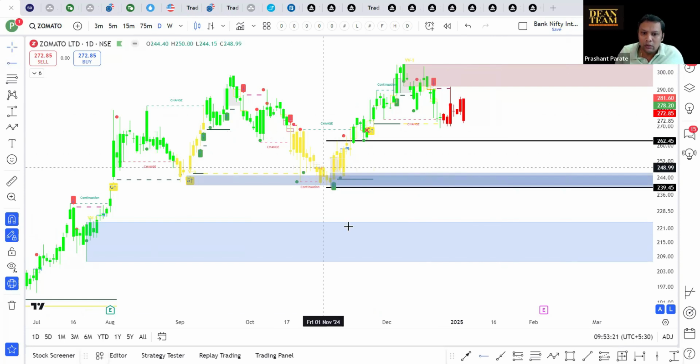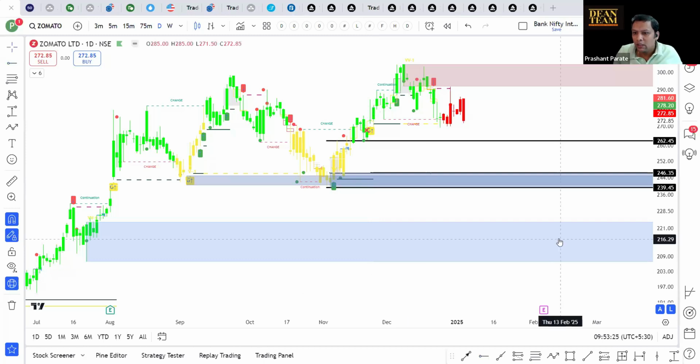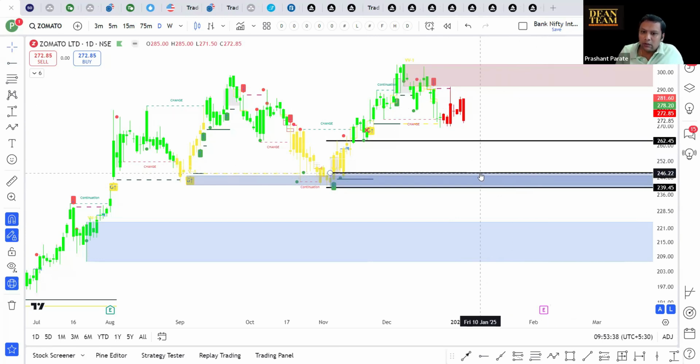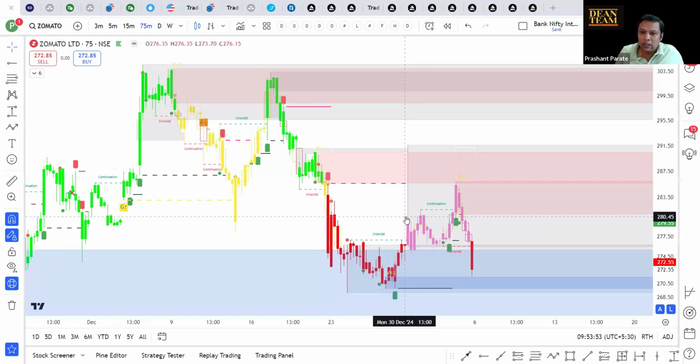If I want to buy at all, I may look to buy here around 246. This will be very small stop loss, and if it's successful, this will be a stop loss on closing basis. If it is successful, I will have a big reward. Therefore, I can look for buying opportunity here. But most important thing for me will be lack of selling pressure when prices are falling down. After that, whatever reversal happens, either on daily chart or on 75-minute chart, I can look for that opportunity.